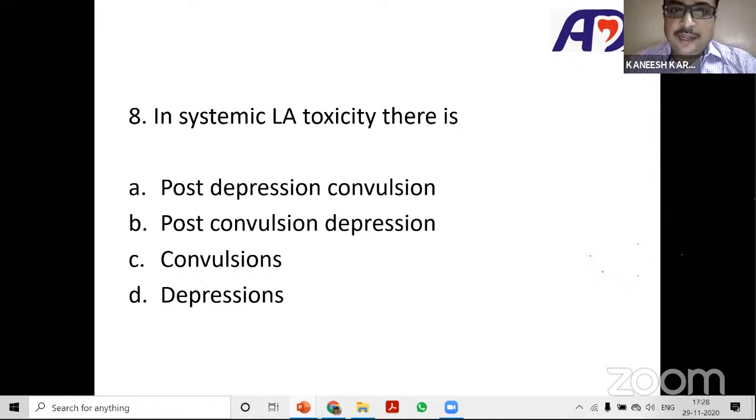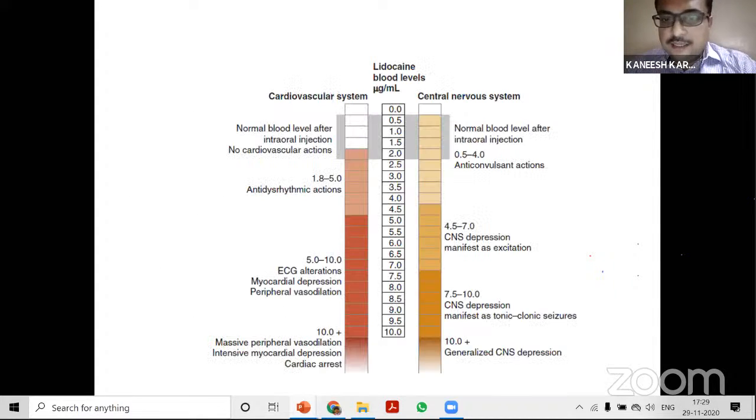In systemic LA toxicity, there is... yes, correct, B. It is post-convulsion depression. Okay. See here, this is from Malamed, this diagram. First, there is tonic-clonic seizures, then it finally leads to CNS depression. So there is post-convulsion depression. Okay, that is the answer.